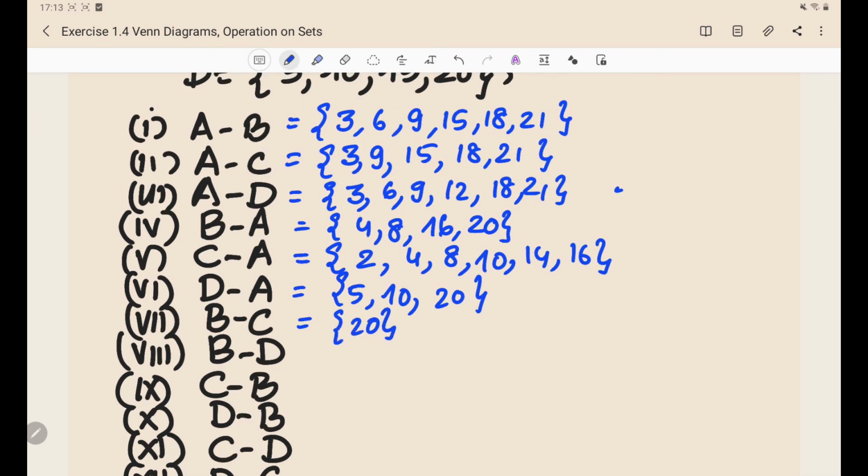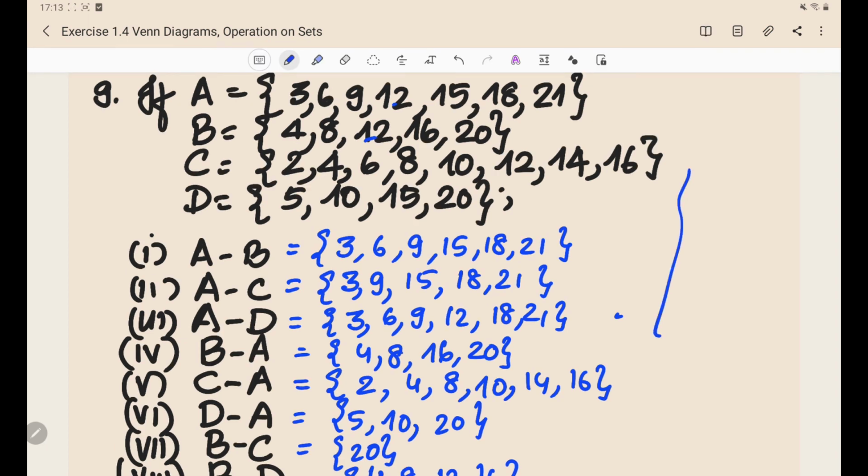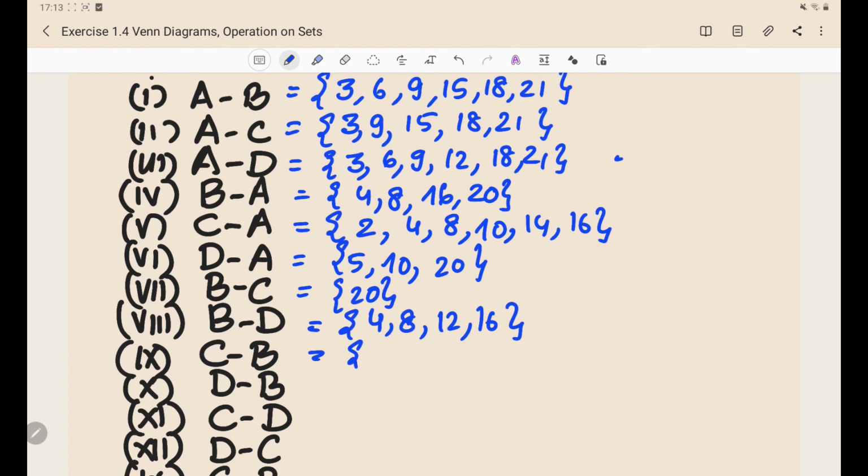Again, what is B minus D? B minus D is all the elements that are 4, 8, 12 and 16. What is C minus B again? All the elements of C that do not belong to B. You can write 2, 6, 10 and 14. So these are the elements of that.